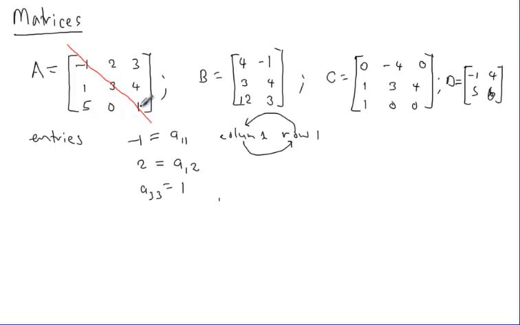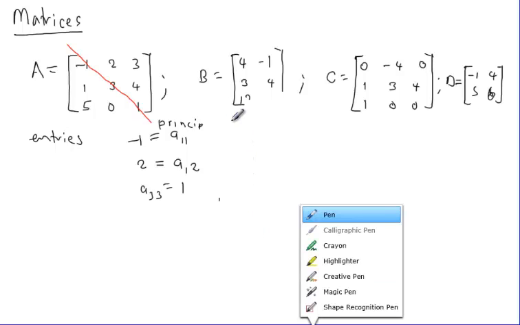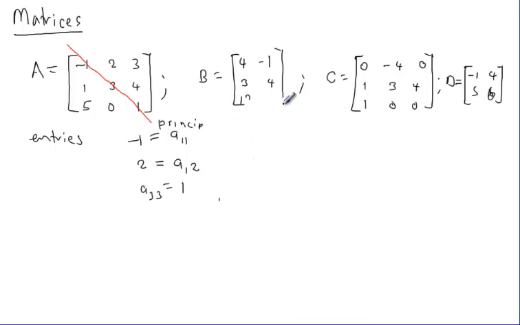Now, that red line there, you call the principal diagonal of the matrix. Principal diagonal. I made a mistake there and erased part of my matrix. What was the number there? 3. Okay. This one, let's call it the principal diagonal.